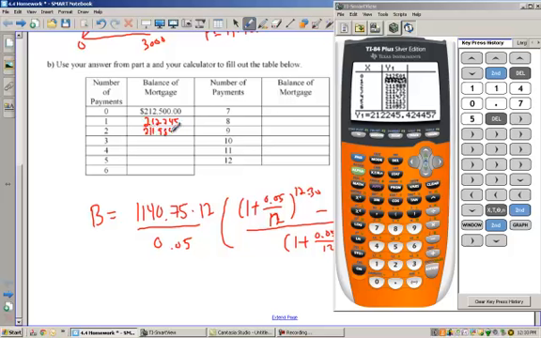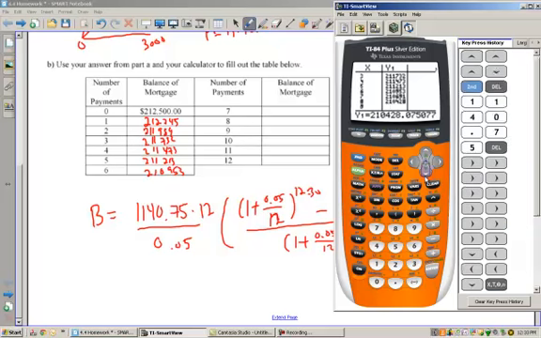211,989, and 211,732, 211,473, 211,213. And then 6 is 210,953. And of course, we can just hit down if you want to see the rest of them.